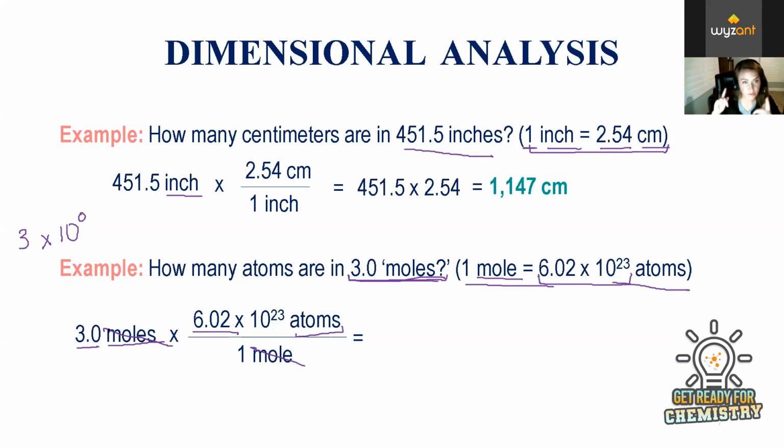So really you can do this in your head. 3 times 6.02, which is roughly 18 something, and then 0 plus 23. So 3 times 6.02 is 18. I round this to 2 sig figs because I'm reflecting this number here, 3, which is 2 sig figs, times 10 to the 23rd. So I carry this because I just do 23 plus 0 because it's 3 times 10 to the 0. And then I'm changing this into scientific notation, which is 1.8 times 10 to the 24 atoms.